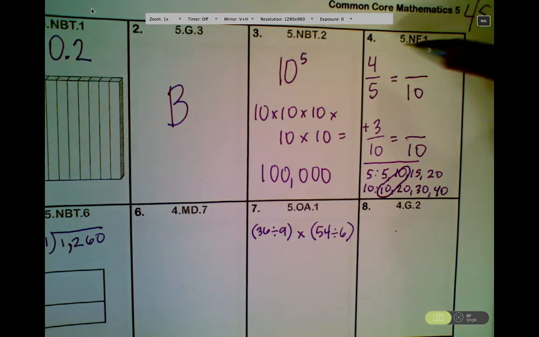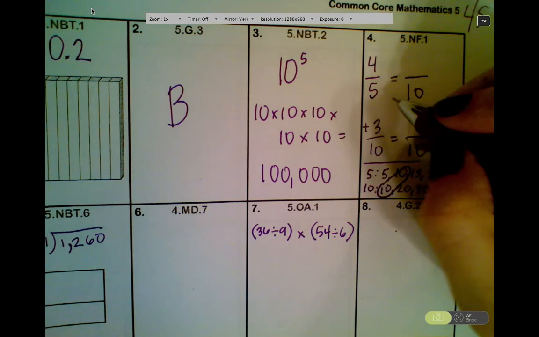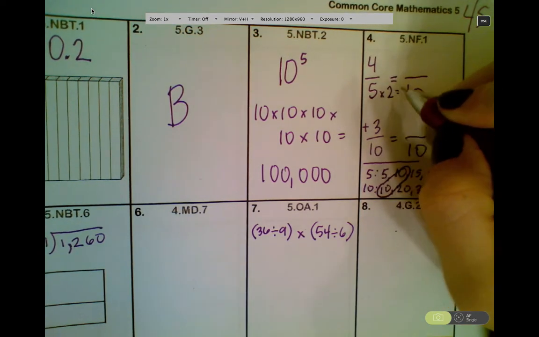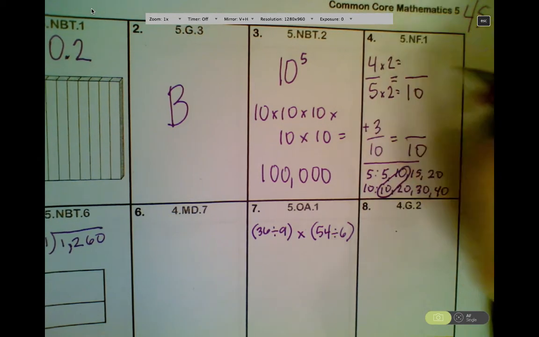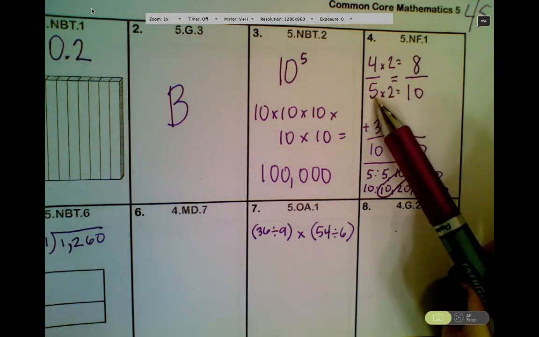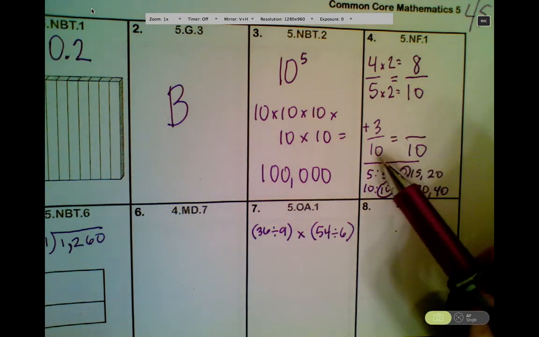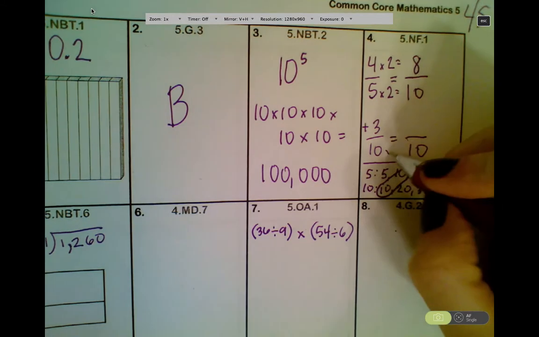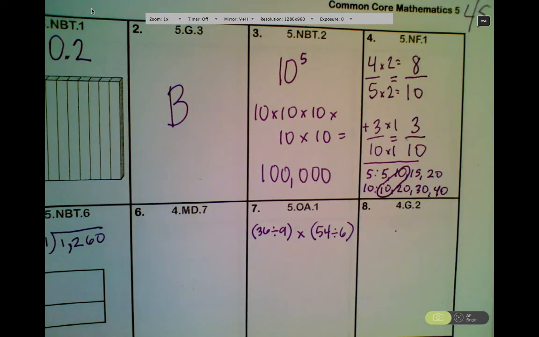You also have to change the numerator. So 5 times what is 10? Well, I know 5 times 2 is 10. And up here I'll do 4 times 2, which is 8. So my equivalent fraction for 4/5 is 8/10. Now 10 times 1 is 10, and 3 times 1 is 3.